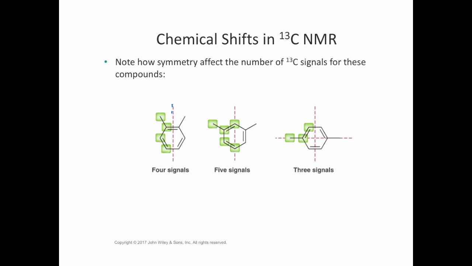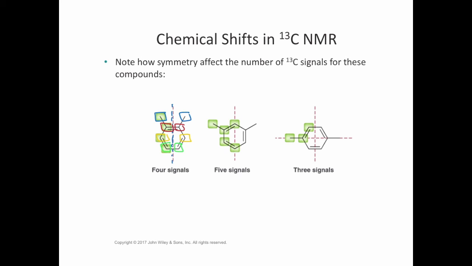Here we have a plane of symmetry right through the center of the molecule. So everything on the left looks like everything on the right. So this carbon and this carbon are chemically equivalent and would give rise to one signal. This carbon and this carbon would give rise to one signal. This carbon and this carbon would give rise to one signal. And this carbon and this carbon would give rise to one signal.